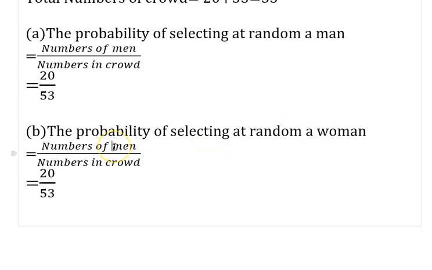So here we say number of women over number in crowd. We have how many women? 33 of them. The number in crowd, we have 53 of them. Can this cut? No. So we leave our answer like so. The probability of selecting at random a woman is 33 over 53. Awesome.